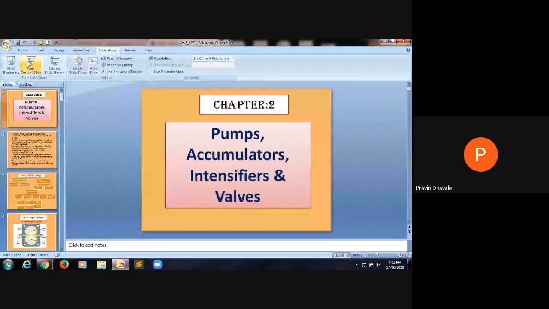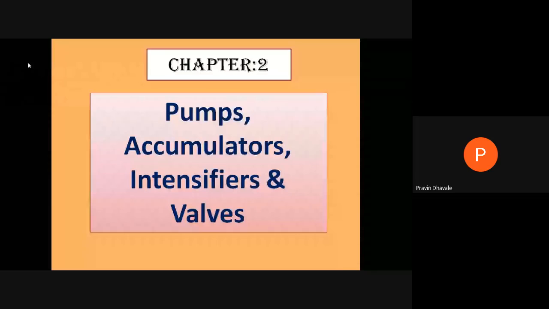Okay. Intensifiers are those elements which are used to increase the pressure on a hydraulic fluid, which is impossible to increase by using the pump. Means there are certain limitations for the pump to increase the pressure on a hydraulic fluid. Beyond that, if there is a need to increase the pressure on a fluid, we go for the intensifier.